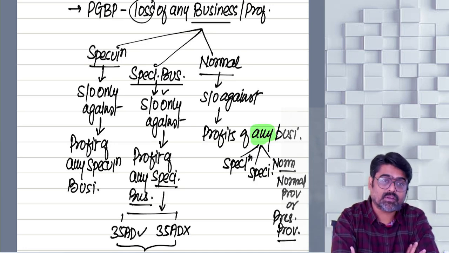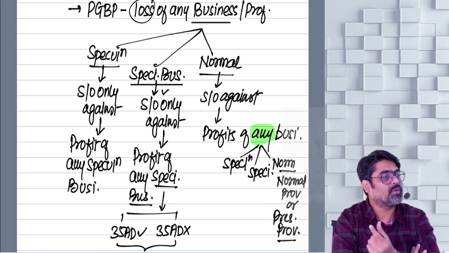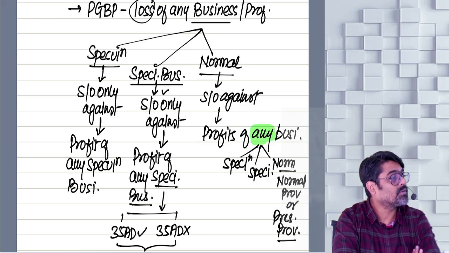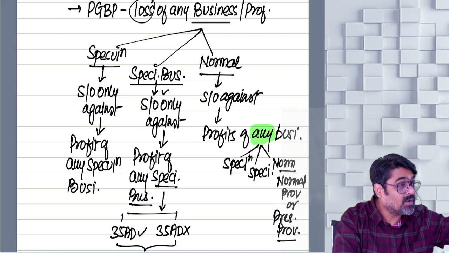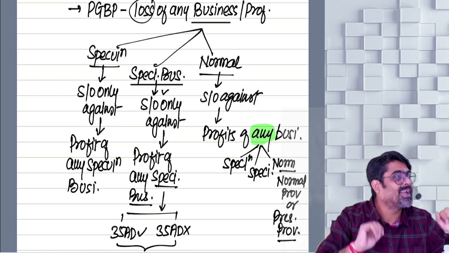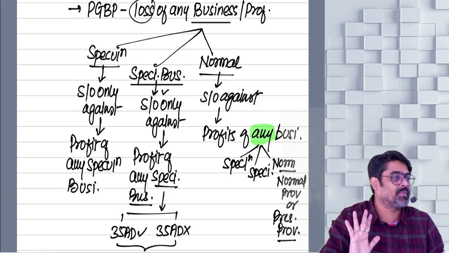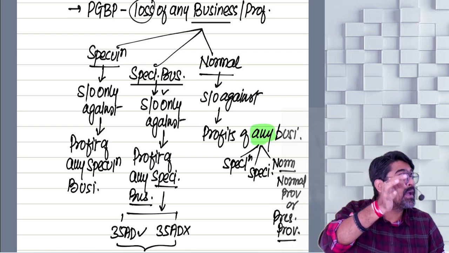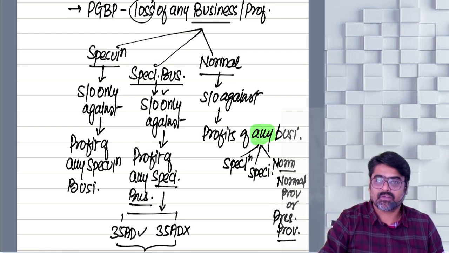So loss of a normal business can be set off against profits of any business. So normal business loss can be set off against speculation profits. Normal business loss can be set off against profits of specified business also. And normal business loss can be set off against profit of any normal business. Whether that profit is calculated as per normal provisions or presumptive provisions will not make any difference, because it is said that it can be set off against any business income. Whether that business income is calculated by applying normal provisions or presumptive provisions will not make any difference.